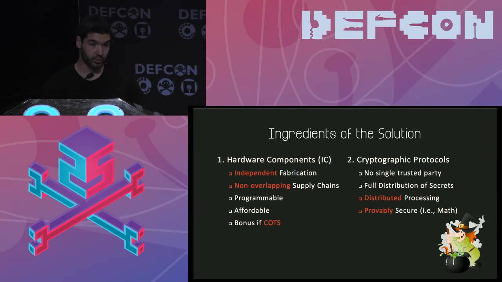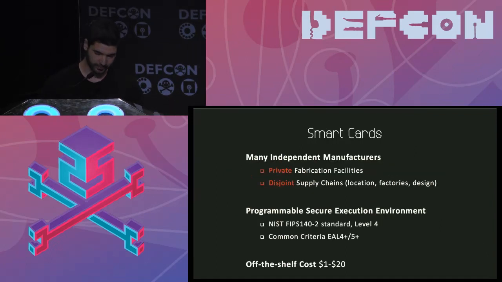For cryptographic protocols, we want protocols where all the parties that participate in them are not trusted, where the secrets are completely distributed and allow them to perform operations in a distributed manner instead of a centralized one. And they are provably secure, meaning that there is math that supports their security.